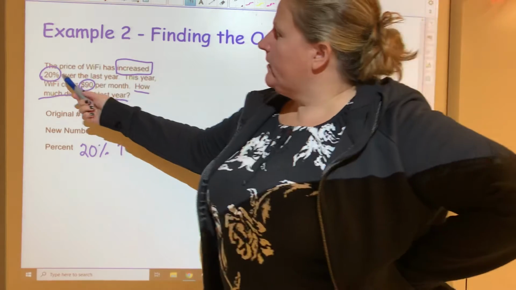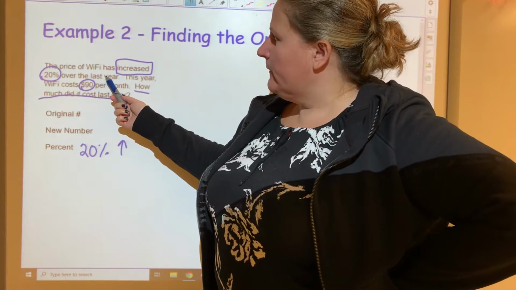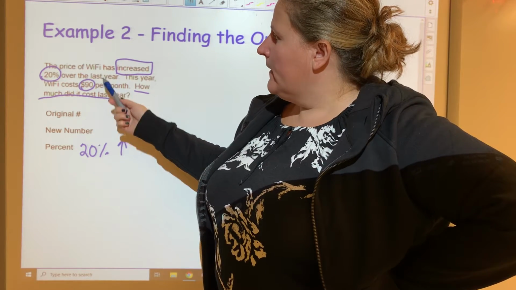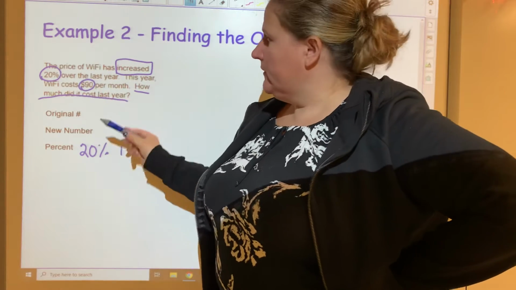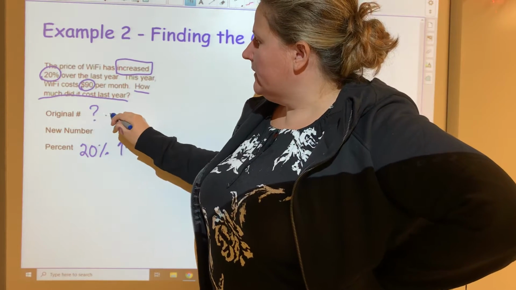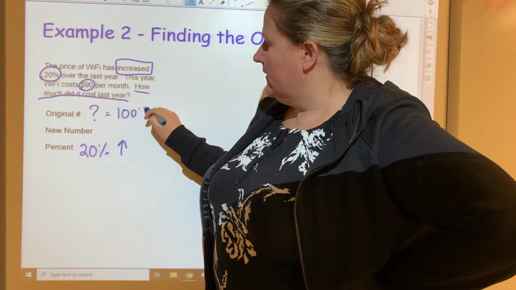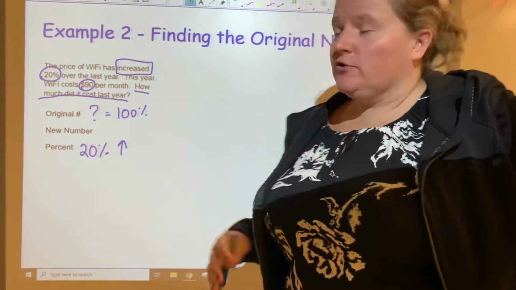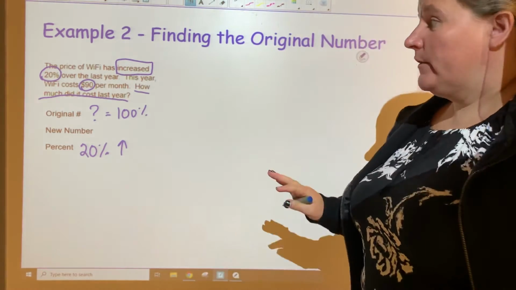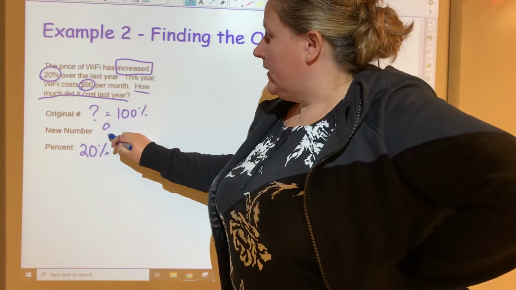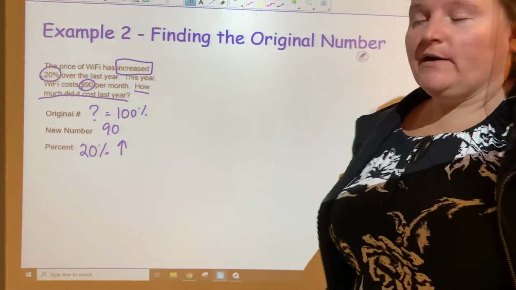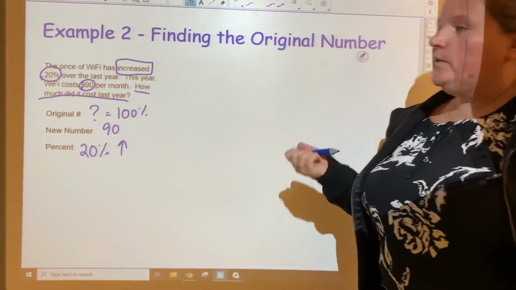So it says the 20% over last year, okay? We don't know what last year is, so that's my original number. This is my 100%. We're applying that 20% to the 100%. We don't know what that number is, what we started off with, but we do know now we're at 90. So we can actually solve this.